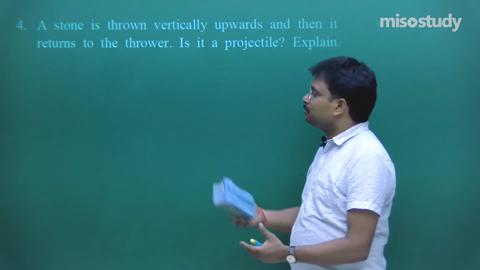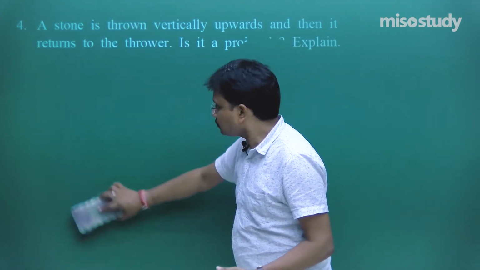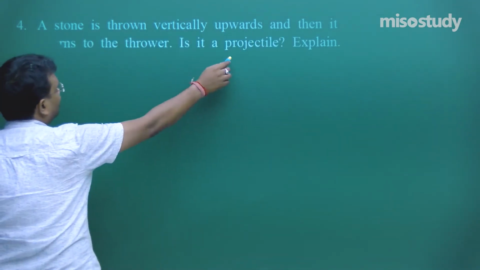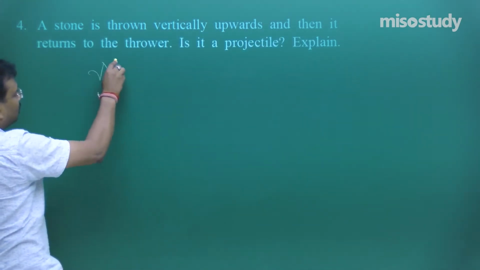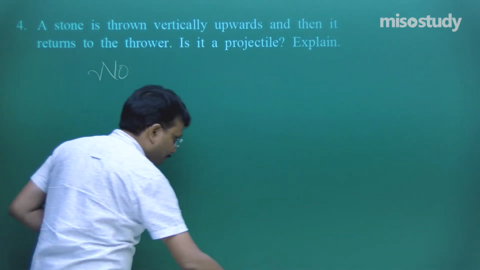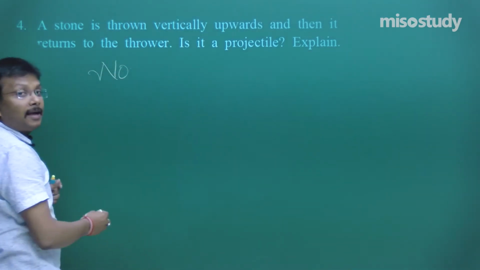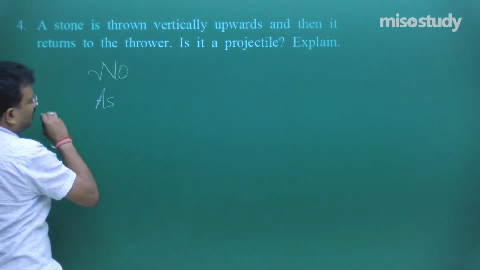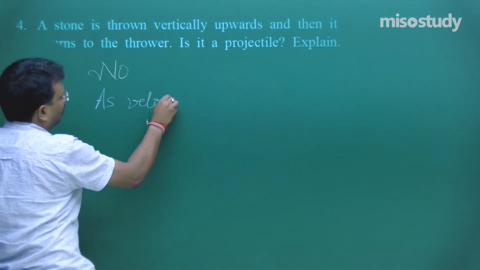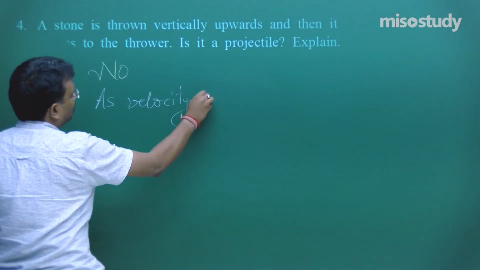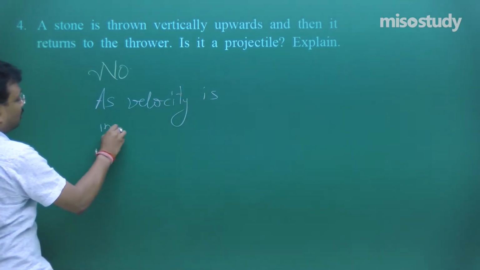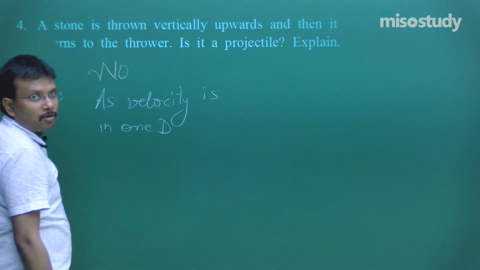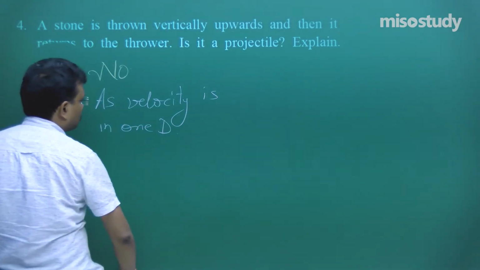So here the solution is in this manner. First answer: is it a projectile? No. Second answer is, as velocity is in one dimension. Because of this reason only.